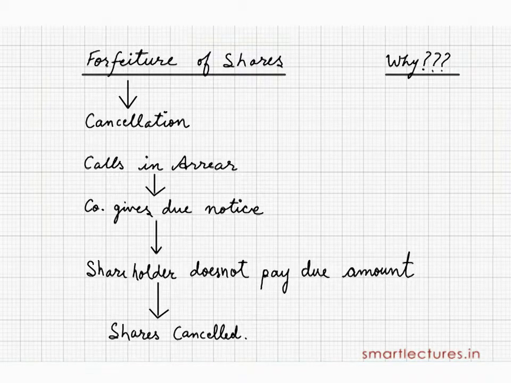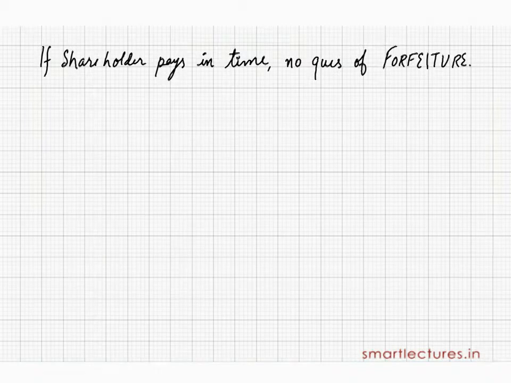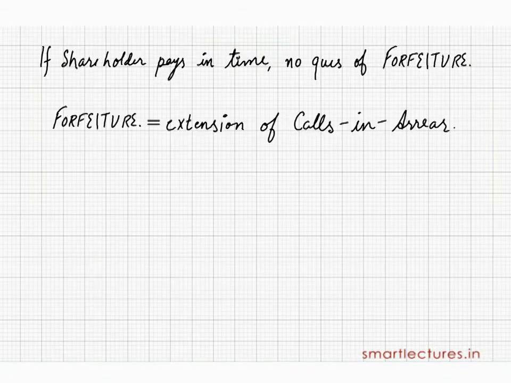Before that, one thing you must know: if there is forfeiture of shares, there must be calls in arrear. It means there must be some defaulting shareholder. If the shareholder has paid his money in time, there is no question of forfeiture. So, forfeiture is basically an extension of calls in arrear.